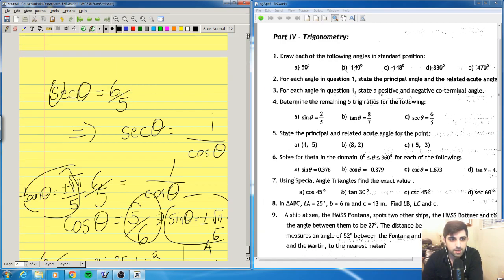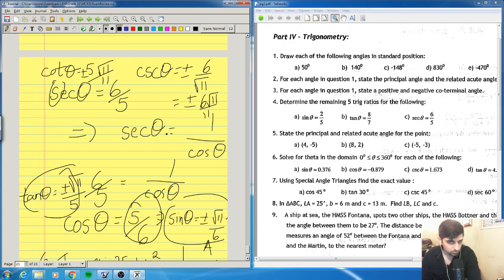Luckily, it's not that bad to get the remaining trig ratios. All you have to do is flip. So if you want cosecant, then you'd flip the sine ratio, and it would be plus or minus 6 over root 11. And so if you rationalize, that would turn into 6 root 11 over 11. So that's an example. Cotangent is when you flip tan, and so it's going to be plus or minus 5 root 11 over 11. So all practice.